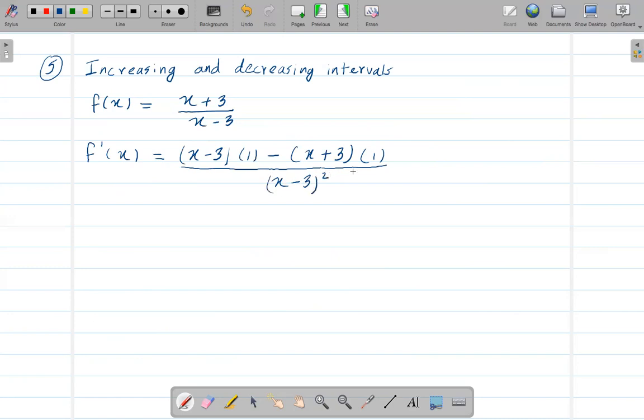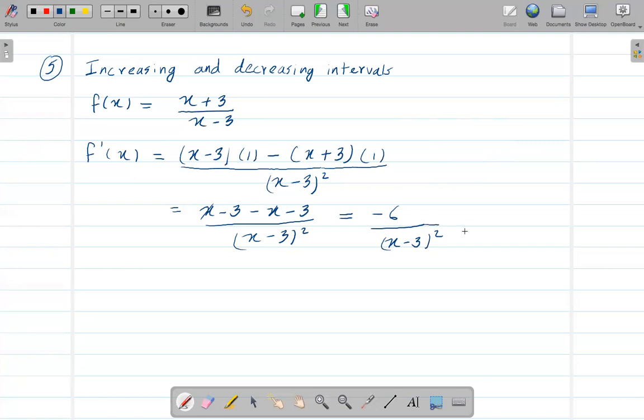Okay, now let's simplify this numerator part. Here I can basically distribute this negative to these two terms, since there is a 1 multiplied, this doesn't make a difference. It will be exactly the same thing. Now x minus 3, when you distribute this, it will be negative x negative 3 over (x minus 3) squared. Now these two are gone, right? So on the top we have negative 6 over (x minus 3) to the power 2.